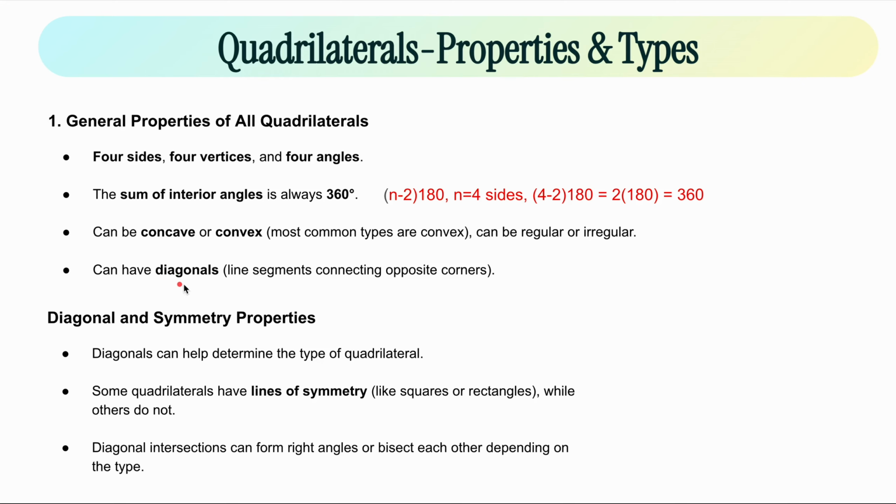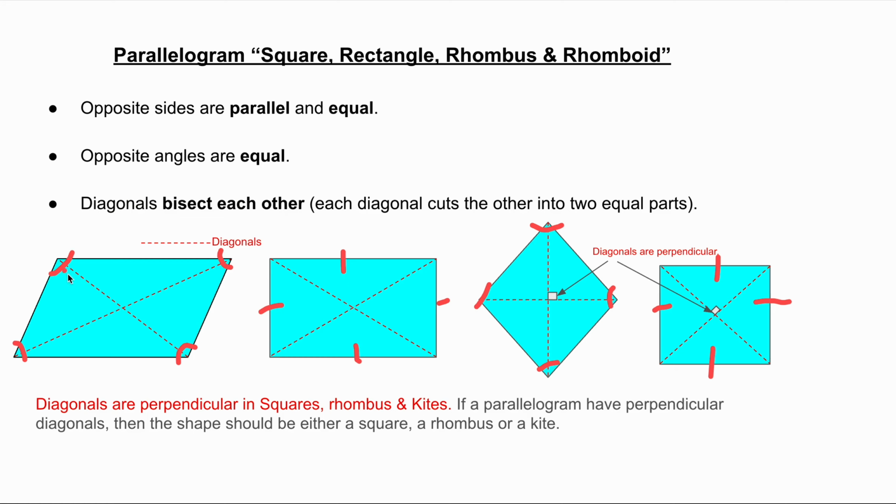All quadrilaterals have diagonals, line segments connecting opposite corners. These lines here, these dashed lines, are the diagonals. In the case of a rhombus, a square, or a kite, the diagonals cut each other perpendicularly, forming 90 degrees. Again, the only quadrilaterals where the diagonals cut each other in 90 degrees, which means that they are perpendicular, are the rhombus, the square, and the kite.